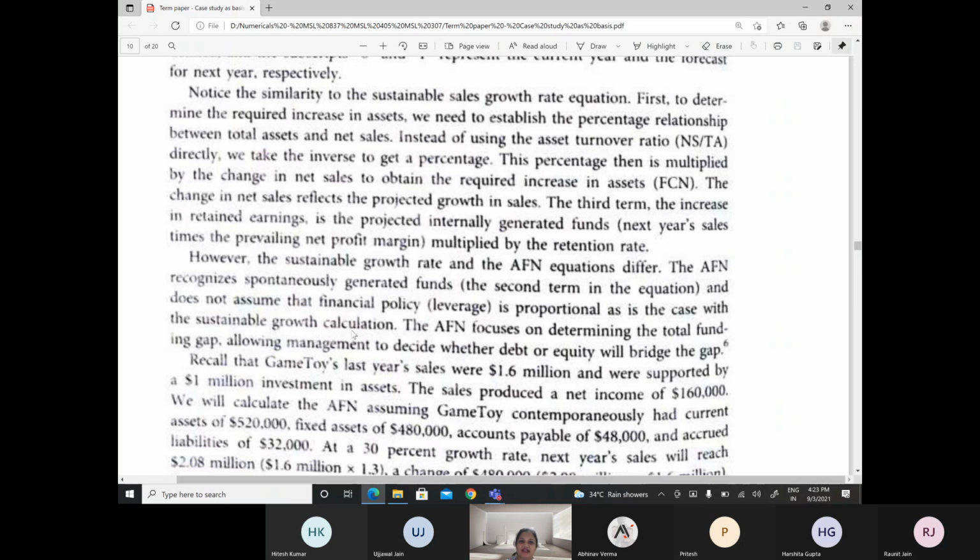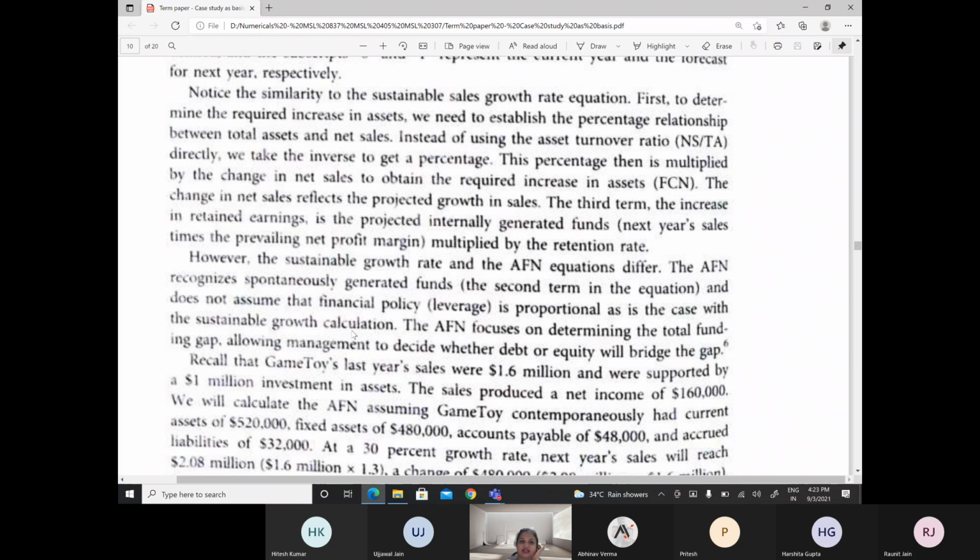First, to determine the required increase in assets, we need to establish the percentage relationship between total assets and net sales. Instead of using the asset turnover ratio, which was net sales upon total assets, we take the inverse to get a percentage. So its inverse is total assets upon net sales. That is also called asset intensity. This percentage then is multiplied by the change in net sales to obtain the required increase in assets, that is the FCN. The change in net sales reflects the projected growth in sales.